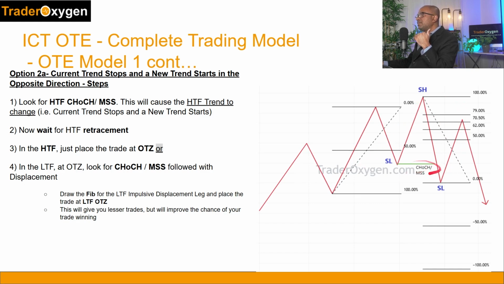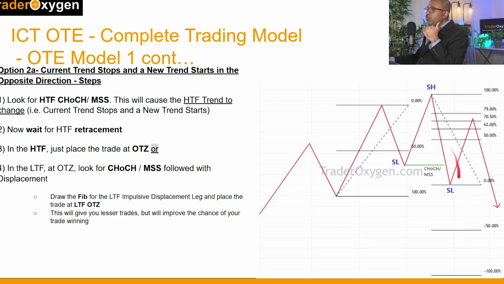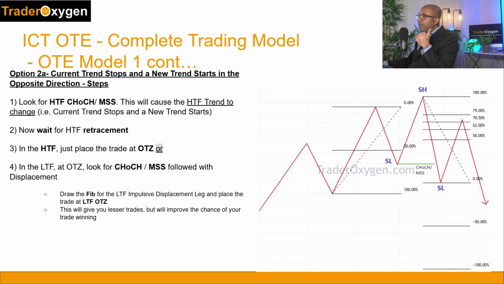So after you see this change of character or market structure shift at the higher time frame, you need to wait for a while to see if this is a fake out to grab liquidity and move up, or if it is now changing the trend. So what you do is wait for a while and check if it's a retracement. And if you see that it's a retracement where the price is halting in the optimal trading zone for this price swing down, meaning you draw your fib tool from this swing high into this swing low.